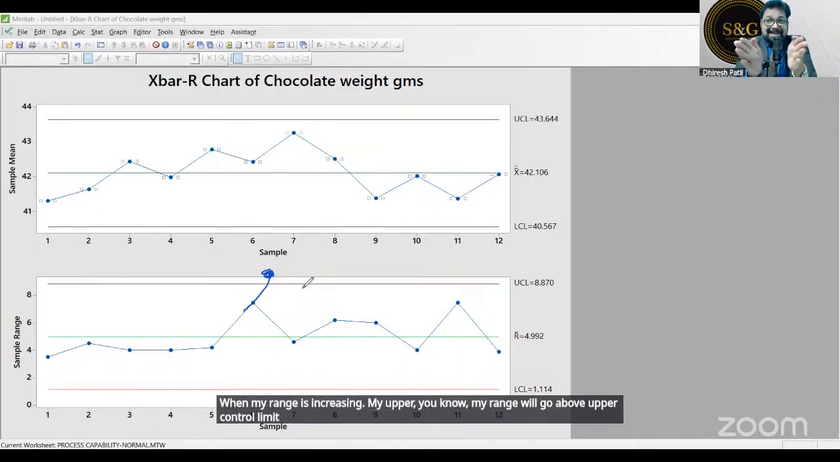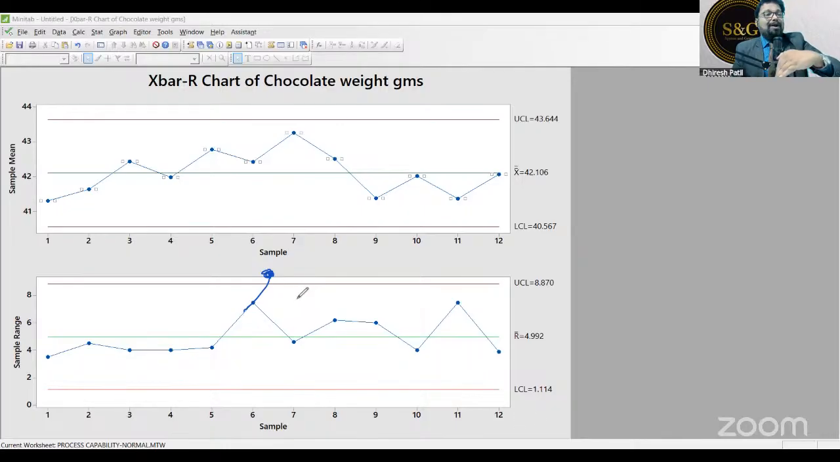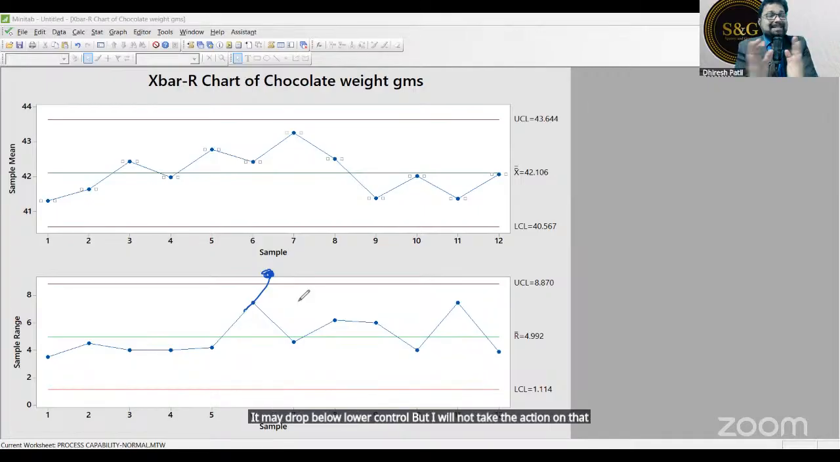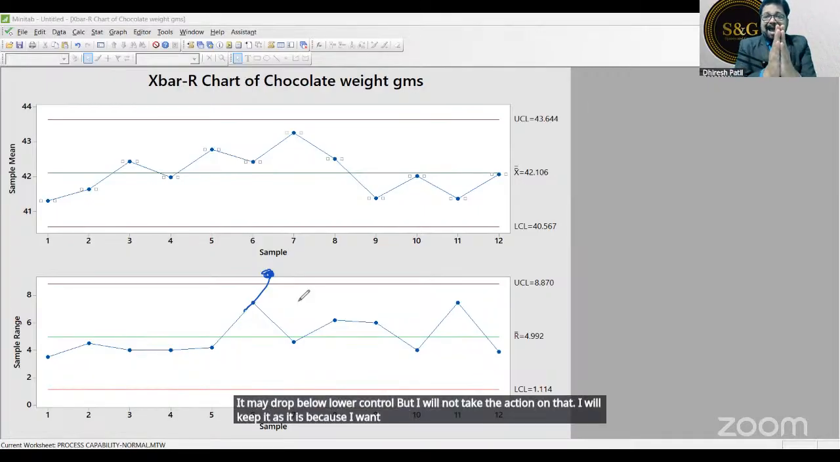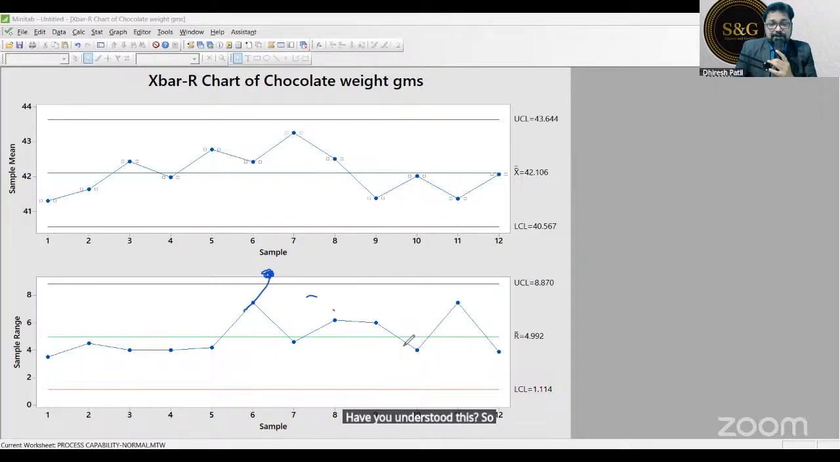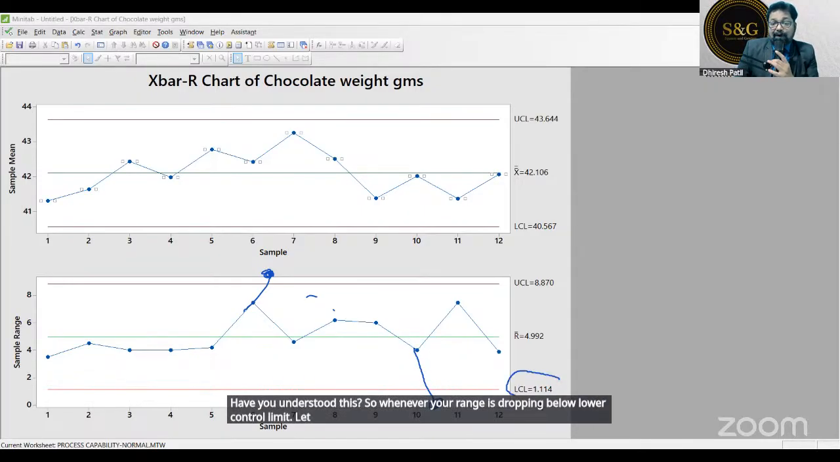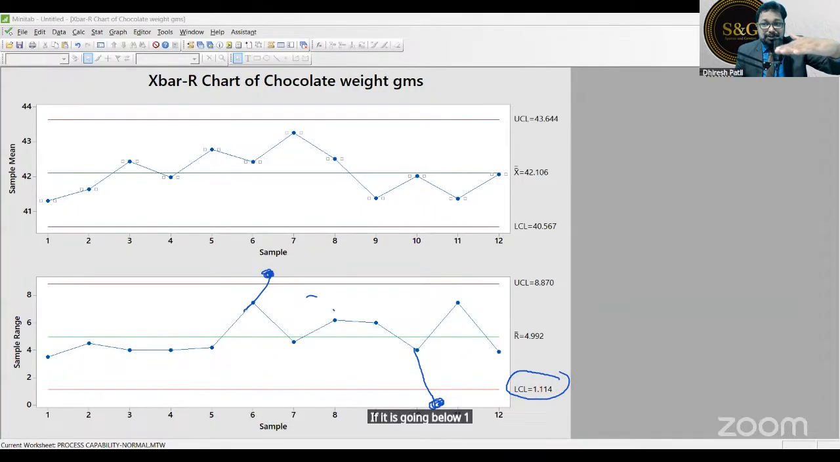But when my range is decreasing, it will drop below the lower control limit, but I will not take action on that. I will keep it as it is because I want my range to be as low as possible. Have you understood this? Let's say the lower control limit is at 1.1. If it is going below, 1, 1.1, 0.5, 0.2, it's best for your process. So don't take any action.